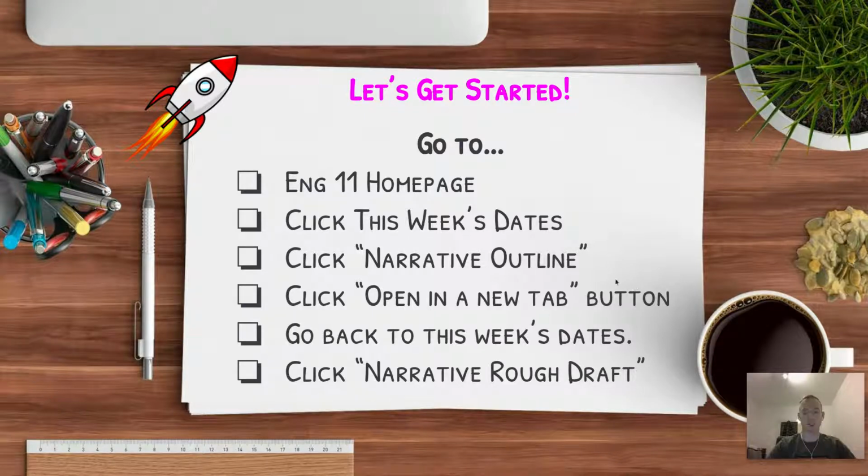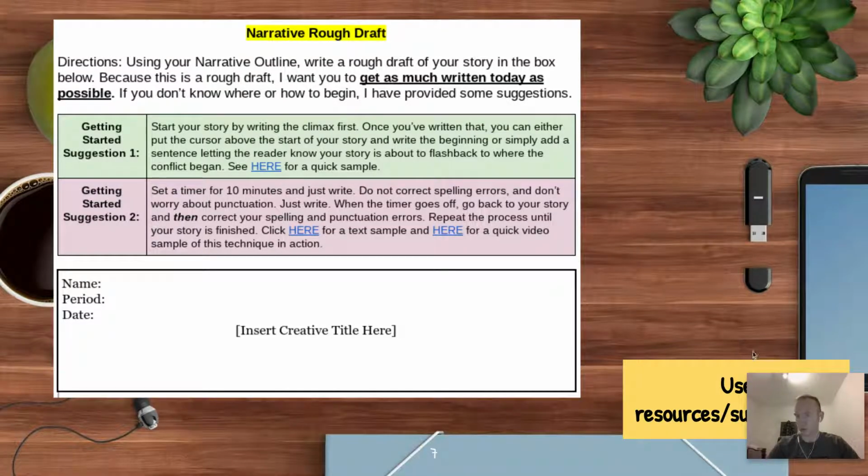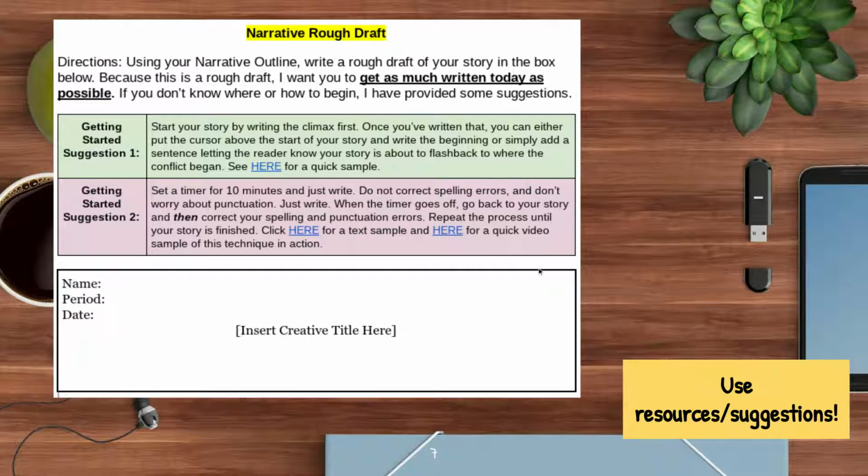Once you're done looking at that feedback, you would need to go back to this week's dates or go back to the modules for this week, and then click on the assignment that says Narrative Rough Draft. Once you've clicked on that, if you look at the directions, it says, using your narrative outline, write a rough draft of your story in the box below. This box. Because this is a rough draft, I just want you to focus on getting as much writing done today as possible. If you don't know where or how to begin, I provided you with some suggestions: Getting Started Suggestion 1 and Getting Started Suggestion 2, which I'll show you in more detail in a minute.